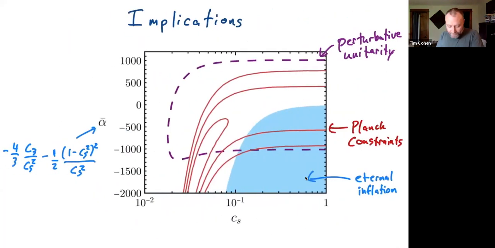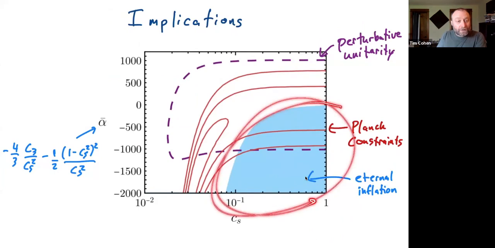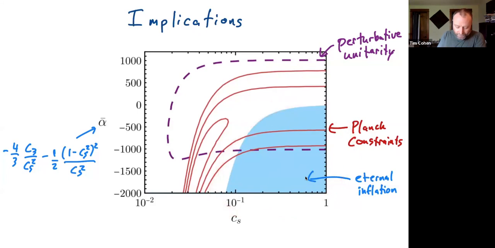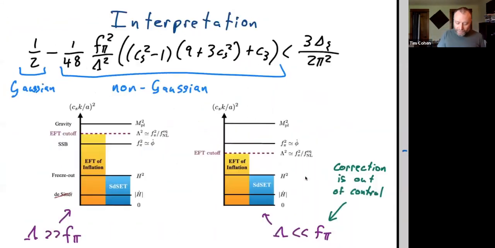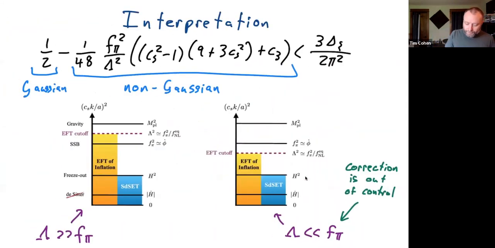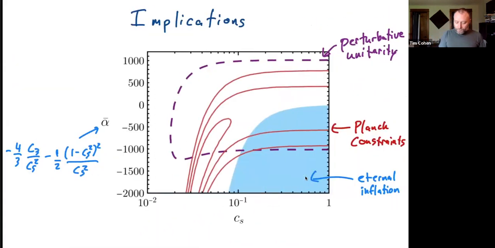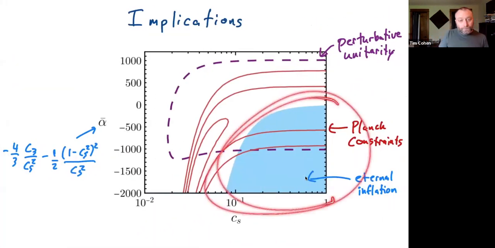Okay, and so that brings us to this final plot where we're plotting this blue region. There's a change of variables, but this is the same 2D parameter space. And so this blue region is the region where it seems like eternal inflation is happening in this model. But as I was arguing here, this is in the region of parameter space where maybe what's happening is that the effective field theory is breaking down. So the interpretation of this is subtle, okay?